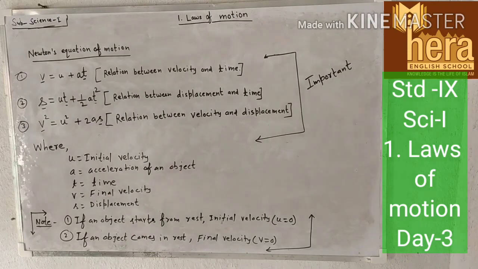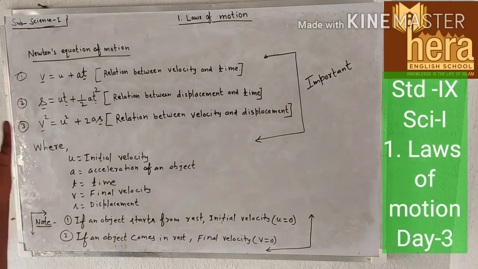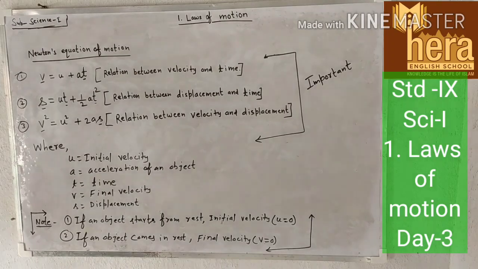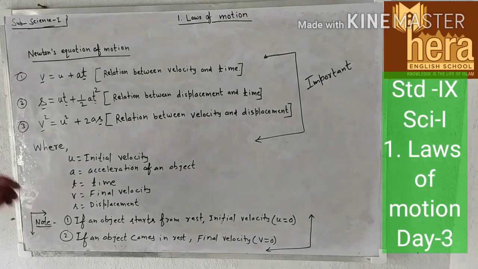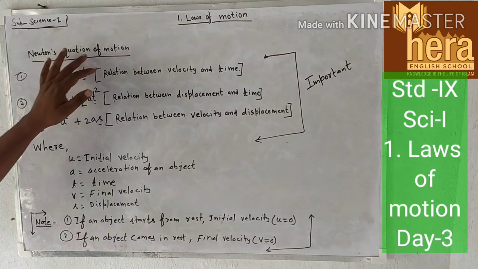In the previous lecture, we have seen different types of graphs, like velocity-time graph for uniform motion, velocity-time graph for non-uniform motion, and distance-time graph. So today we are going to discuss Newton's equations of motion.